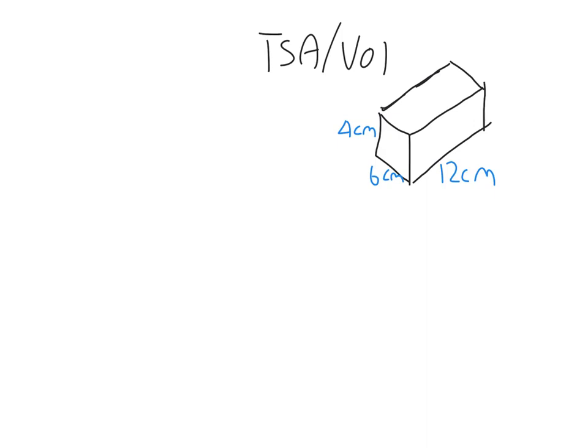So we're going to start off with total surface area. So the surface area of any shape, whether prism or otherwise, is just the sum of the area of all its faces. Think of it as if I wanted to wrap up this rectangular prism in wrapping paper, what is the minimum amount of wrapping paper I need? What is the smallest area of wrapping paper I would need to wrap this up?